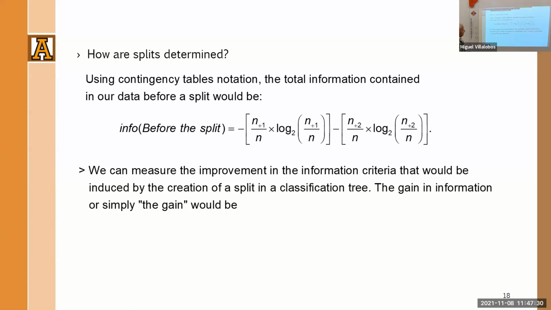Now we can measure the improvement in the information criteria induced by a split the same way we did earlier. We compute information before and information after, and remember, we want information to be as small as possible. So the gain after a split will be computed as info before the split minus the info after the split, and that will be the criteria to select the variable and the value for the splits.